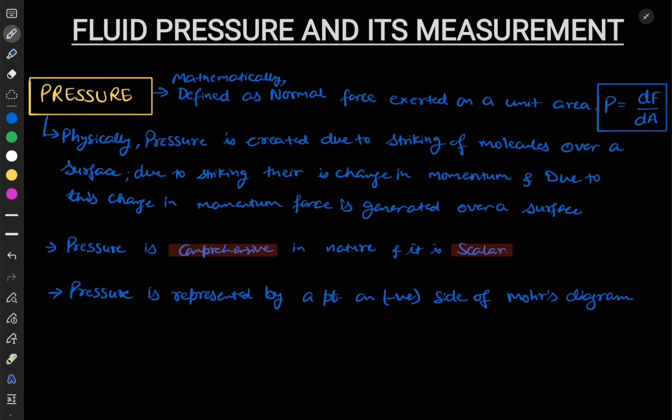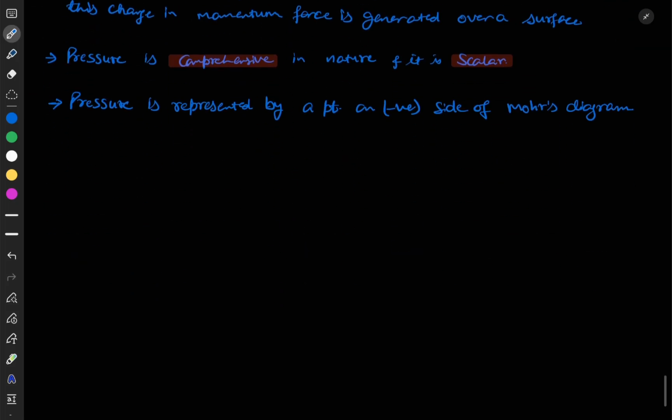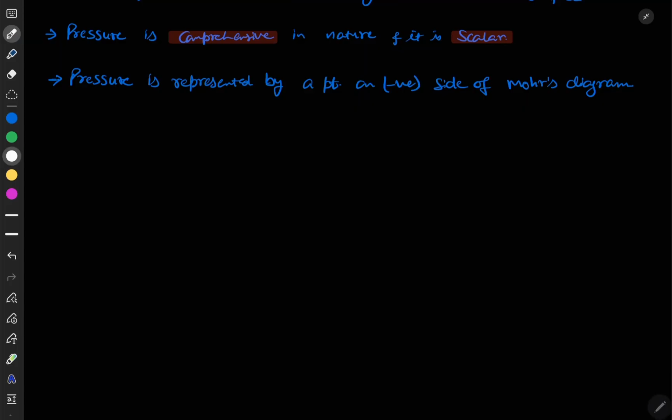Now let's talk about the different units of pressure, in which terms pressure is measured. So we will talk about units of pressure. There are of course different units. First is 1 Newton per meter square, which is also called Pascal.